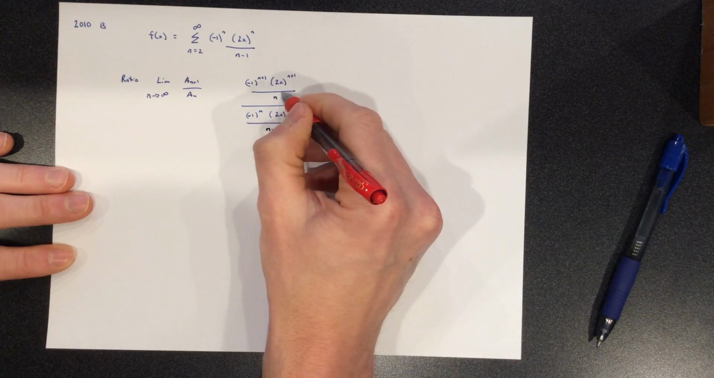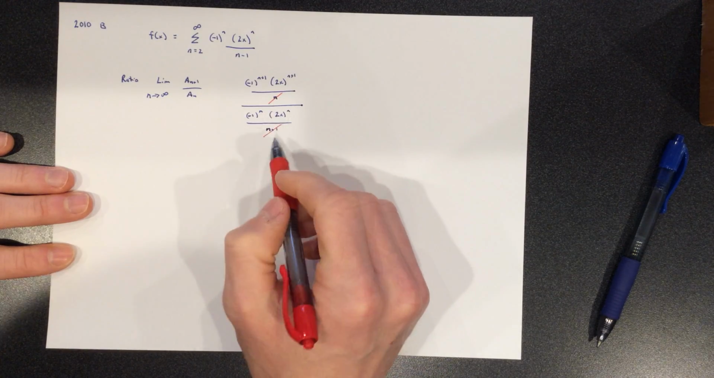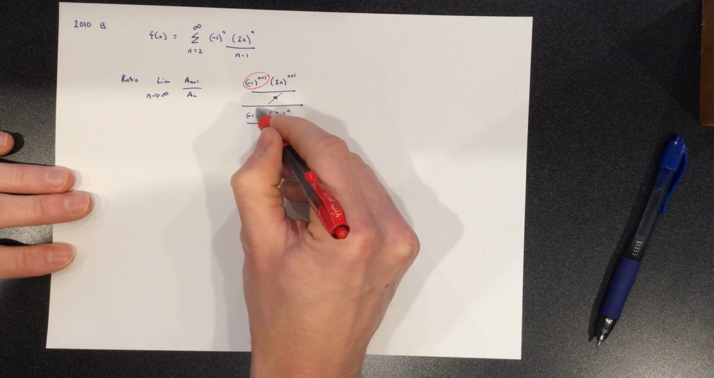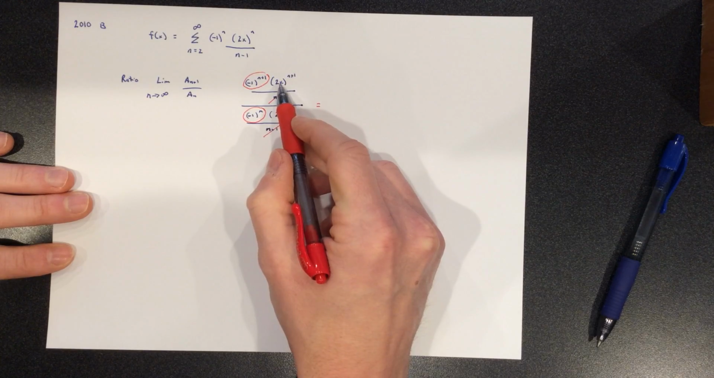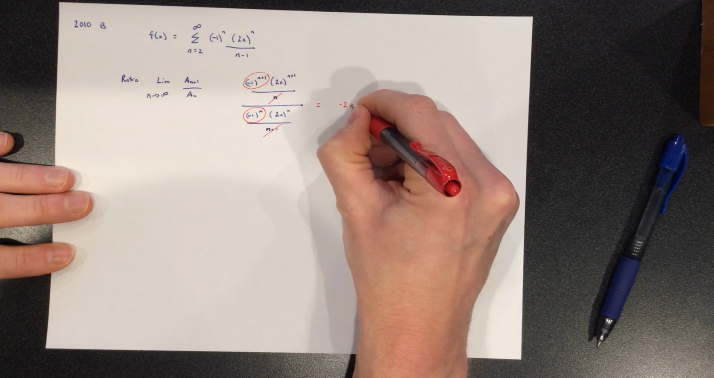So L'Hopital says that we can do that, right? The limit of n over n minus 1 as n goes to infinity is equal to 1. This guy and this guy, that just gives us a negative 1. And that's an extra 2x factor. So then you really just get your limit to be negative 2x.